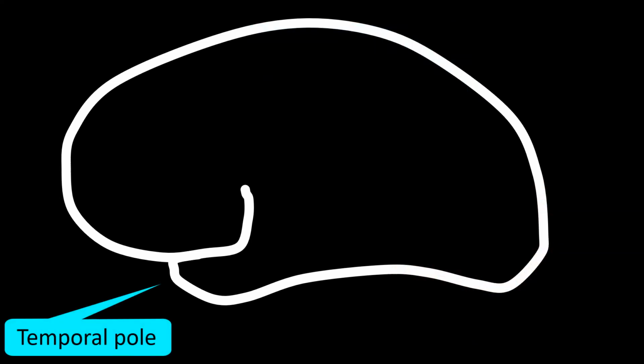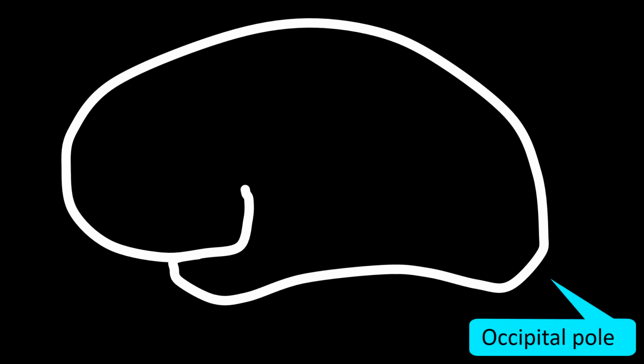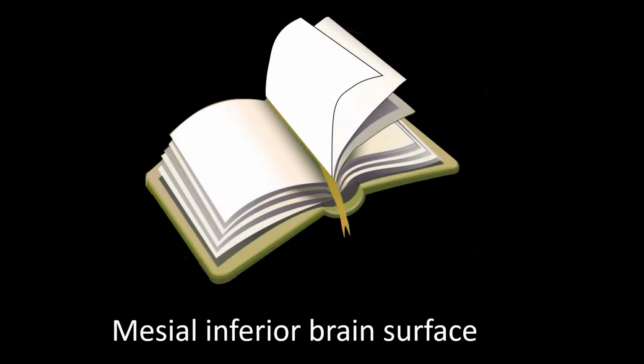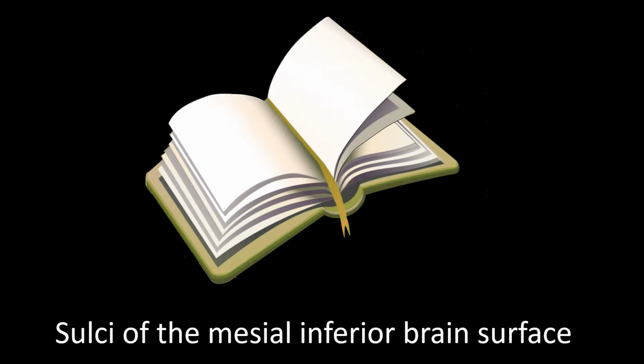The temporal pole and the occipital pole. So we have drawn the mesial-inferior surface of the brain and will start drawing the sulci present in the surface.